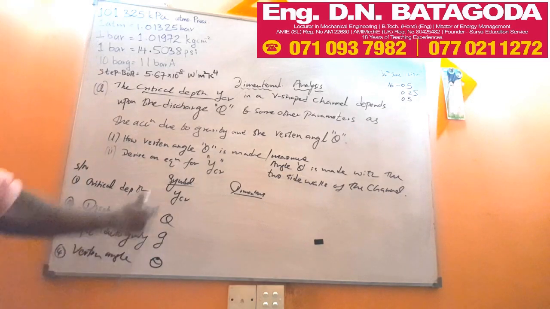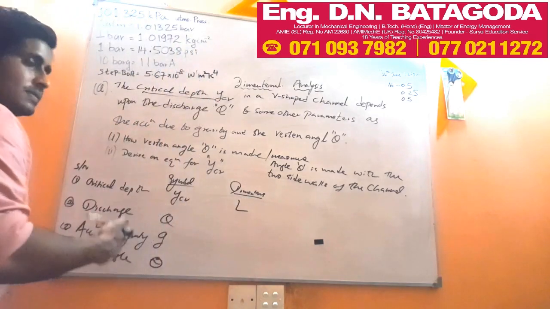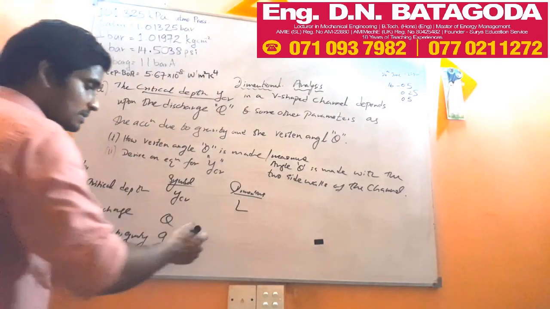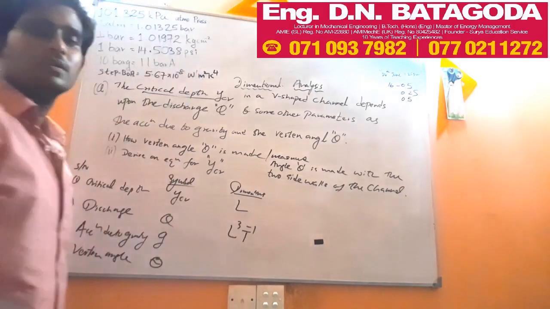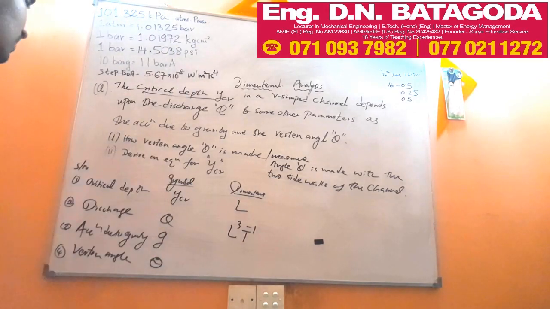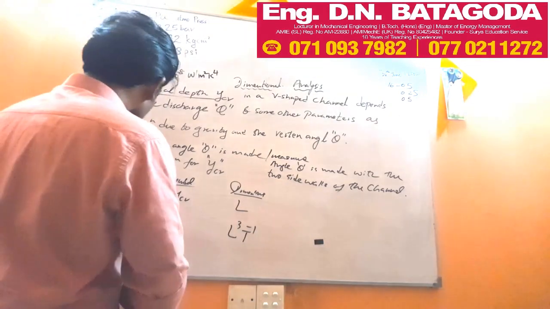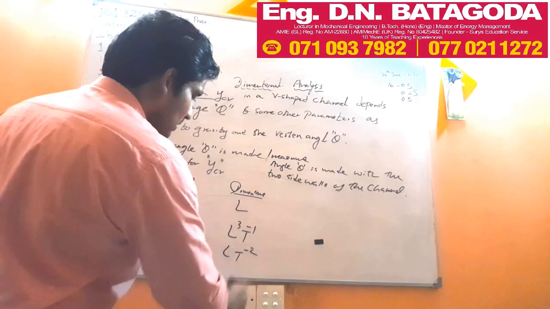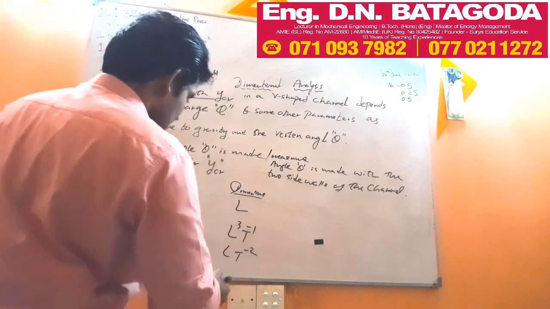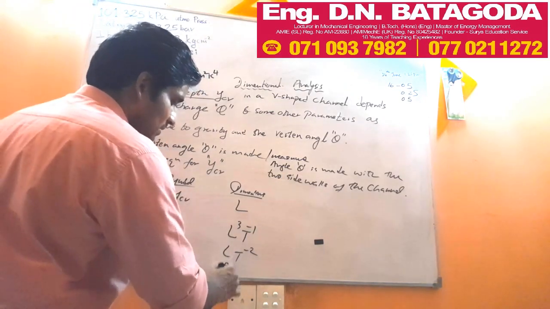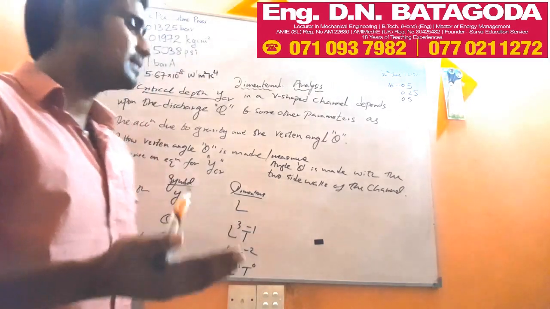Okay. So what is the dimension of critical depth? It's a length, so capital L. Discharge is a flow rate, in units of meter cubed per second, so it will be L cubed T minus 1. And g, we know the units are m s minus 2, so the dimensions will be L T minus 2. If we consider the vertex angle dimensionless, then it is M to the power 0, L to the power 0, T to the power 0. MLT are the basic dimensions for mass, length and time.